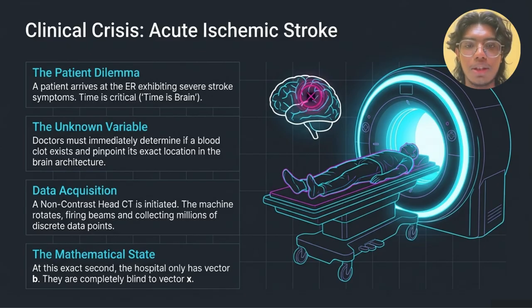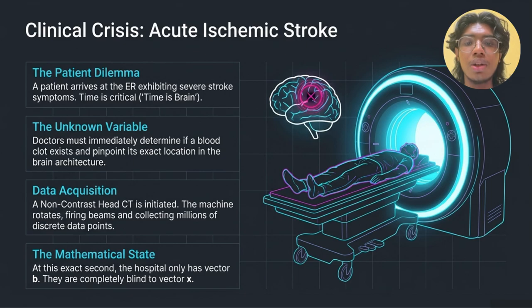For this part, we focus on a real medical situation: acute ischemic stroke. This happens when a blood clot blocks the blood flow to a part of the brain. In this situation, time is very important because every second without proper blood flow can cause brain cells to be damaged. When the patient arrives at the emergency room with severe stroke symptoms, doctors know that there is a problem, but they do not immediately know the exact location of the clot. So, the unknown variable here is the exact position of the blockage inside the brain.